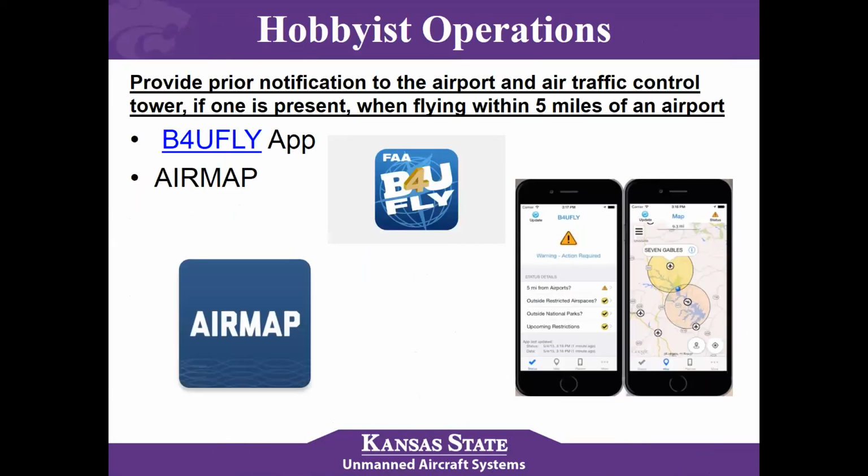So how do you currently know if you're operating in the right spot as a hobbyist without taking that knowledge exam? You can use a number of different apps. I put two of them up here right now. One is B4UFLY, sponsored by the FAA. It shows all the airspaces, and based on where you click on the map, or if you're physically standing where you want to fly, you can determine whether you're operating within an airspace that requires authorization or not from, let's say, the local airport.